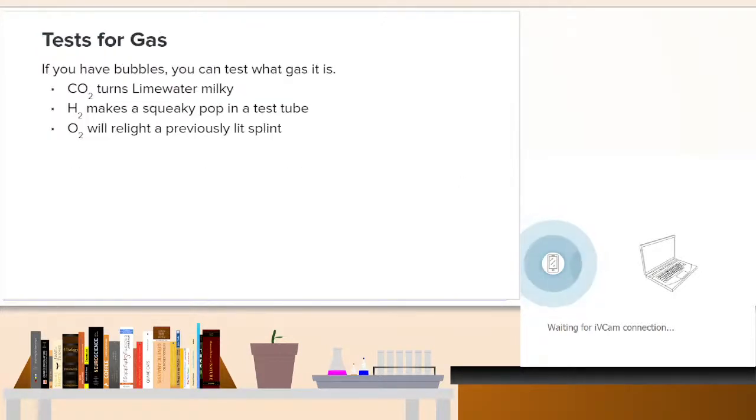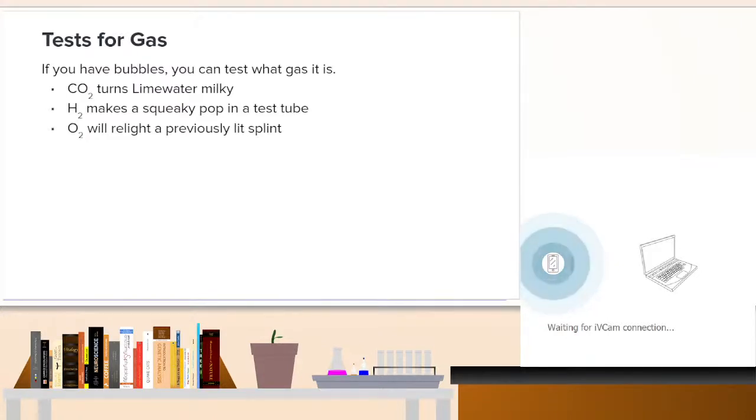If you have a gas made in a reaction, we're talking about this because we're about to talk about reactions, you can test for it. The 3 tests you need to know are the lime water test. When you bubble CO2 through lime water, it turns it milky. H2, or hydrogen gas: when you make hydrogen gas in a test tube and then light it, it should make a nice squeaky pop, which is like a little mini explosion.